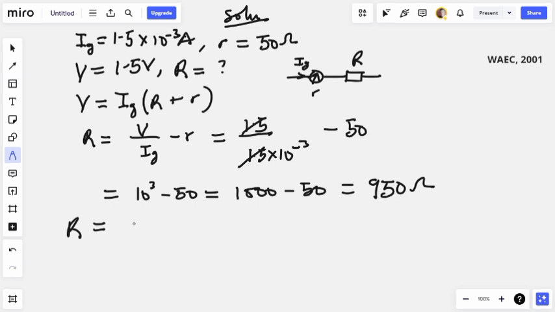So if you connect a resistor of 950 ohms, you extend the range of voltage the galvanometer can read, and it will be able to read up to 1.5 volts. So that is the answer. Thank you.